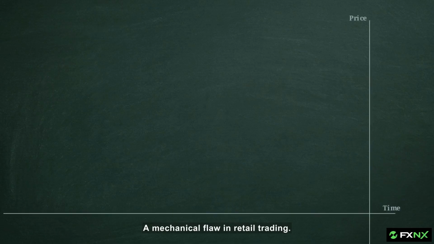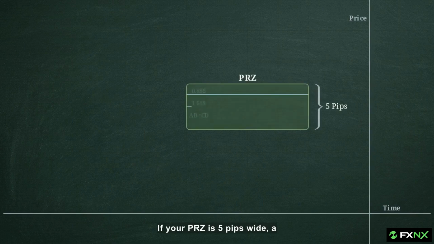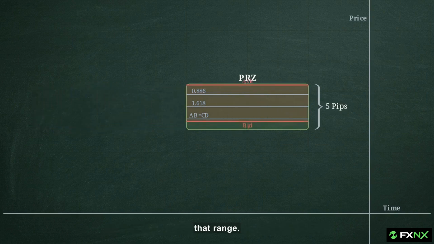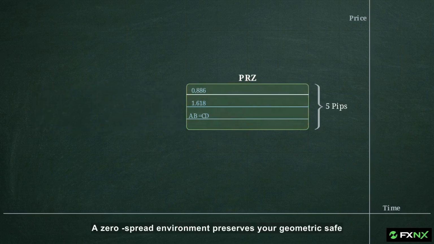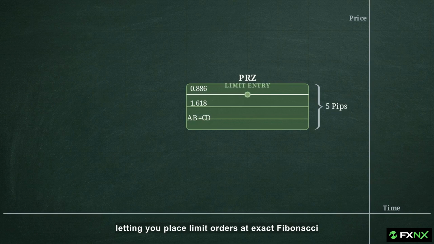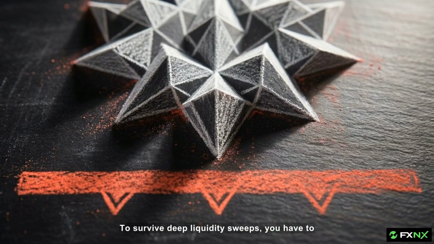A mechanical flaw in retail trading: if your PRZ is 5 pips wide, a standard bid-ask spread consumes the majority of that range. A zero-spread environment preserves your geometric safe zone, letting you place limit orders at exact Fibonacci levels without early triggers. To survive deep liquidity sweeps, you have to place your stop-loss orders intelligently.